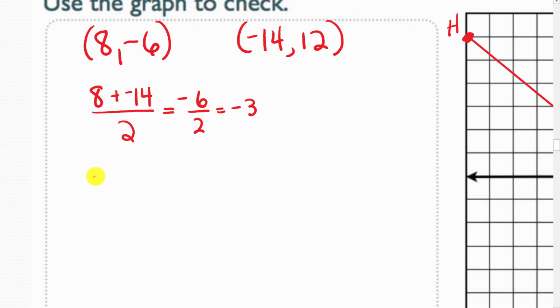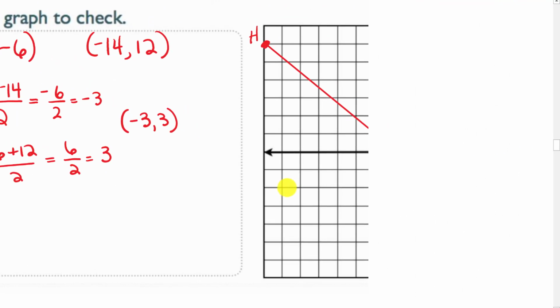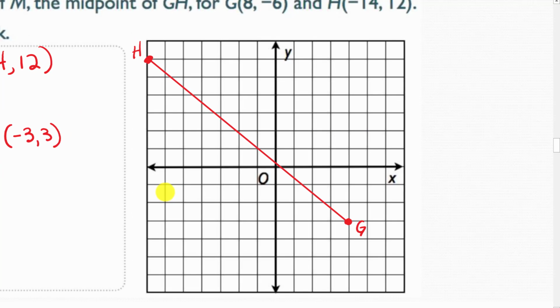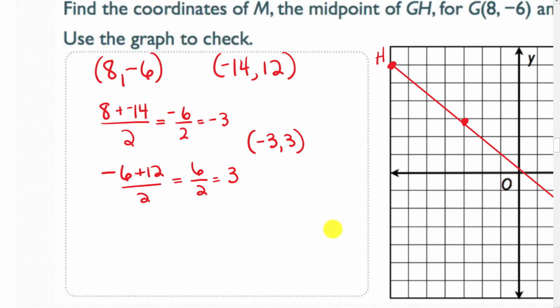I'll do the same thing for y, -6 plus 12 divided by 2. So the difference there is 6. Divide by 2 and +3. So the middle point on this line should fall at -3, 3. Let's check it out and see if that looks right. And we're pretty close. Again, it's a hand-drawn graph, so things will be a little bit off. But that's the idea. You add the x's, divide it in half, add the y's, divide it in half, and you get the middle point.